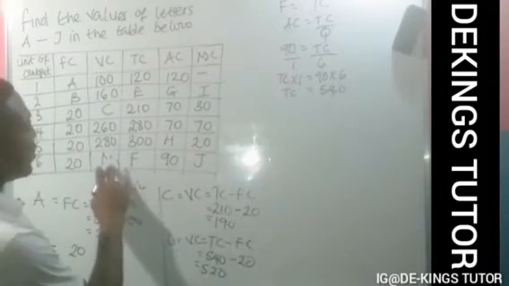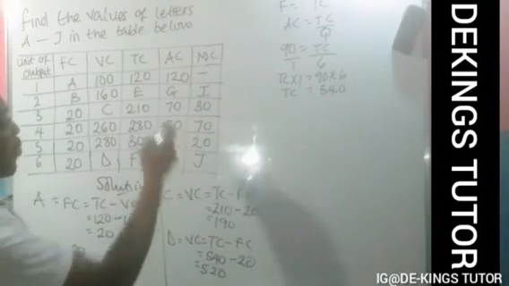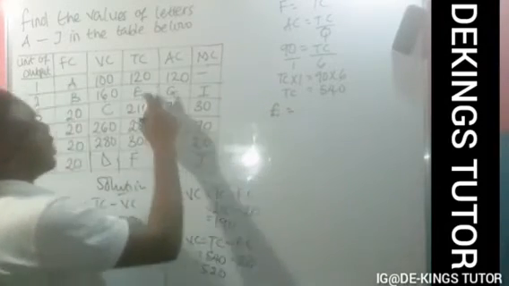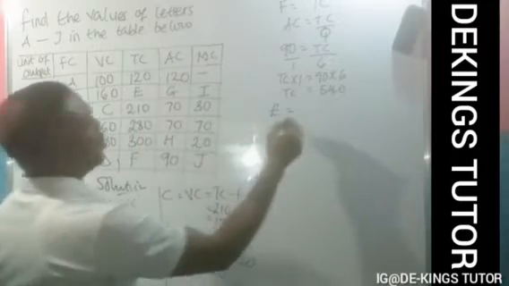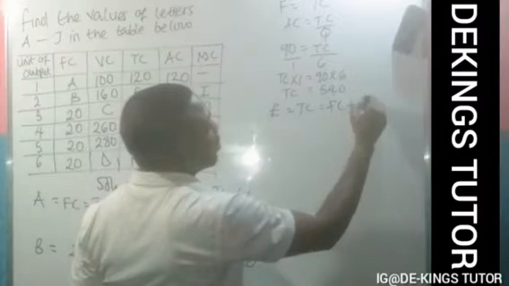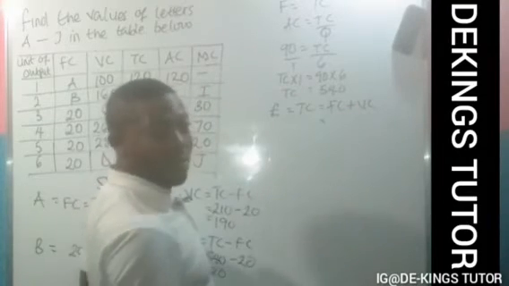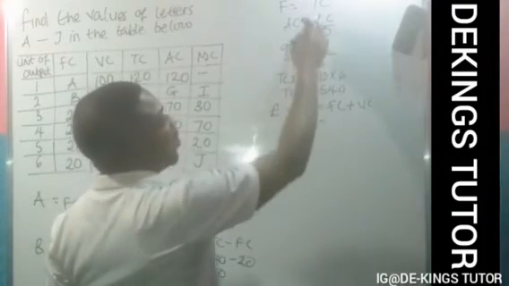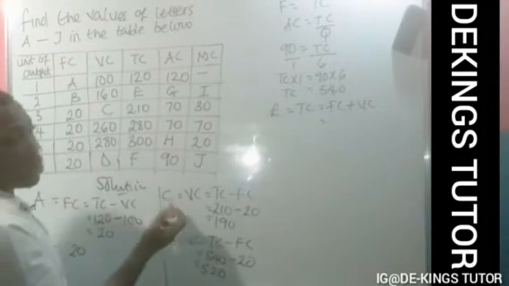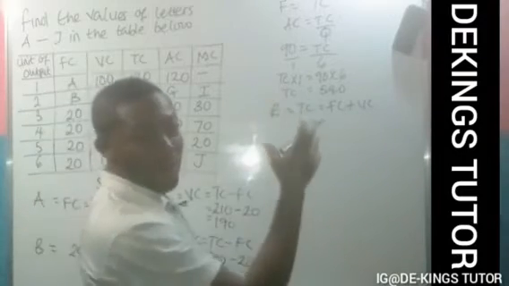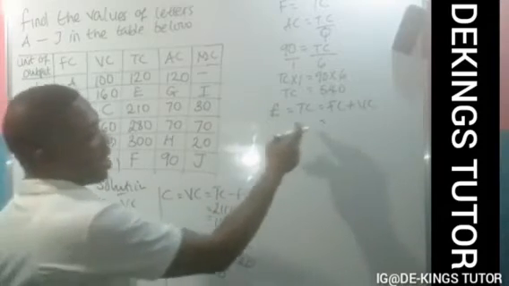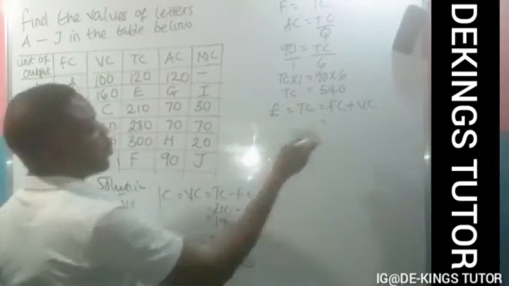So the variable cost for D is 520. Now move to E. E falls under total cost. The formula is fixed cost plus variable cost. That's the formula of total cost. The reason why we did not apply it here was because even the variable cost was not known, so we had to look for a formula where total cost is the subject.